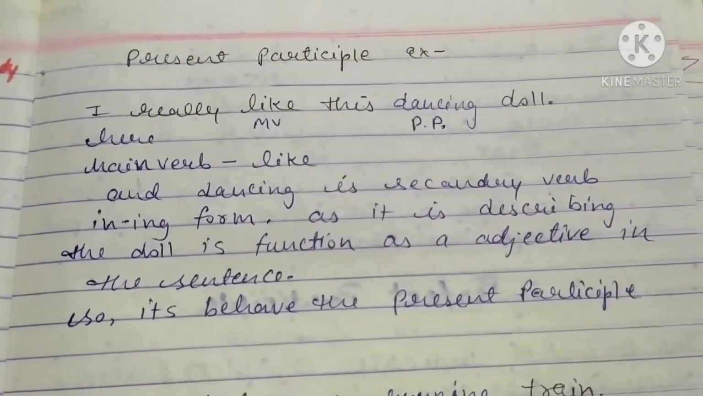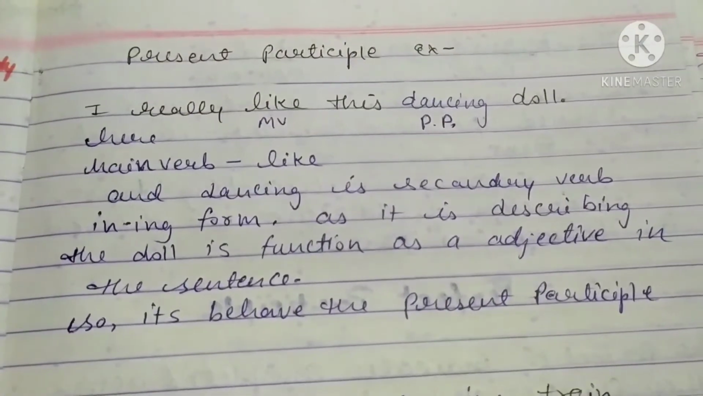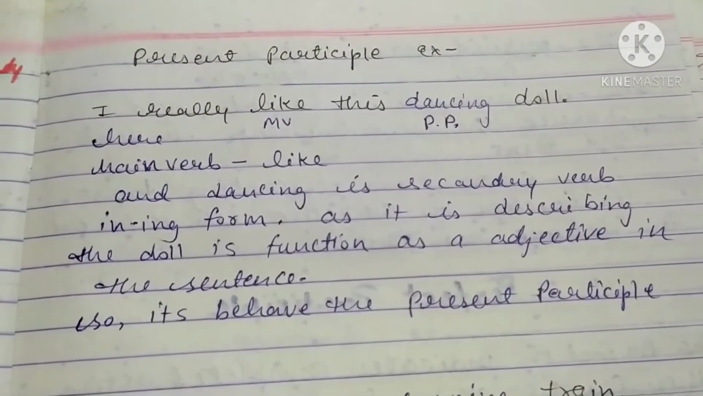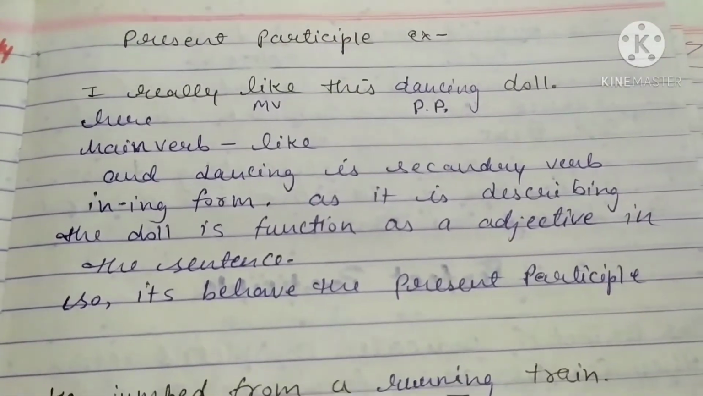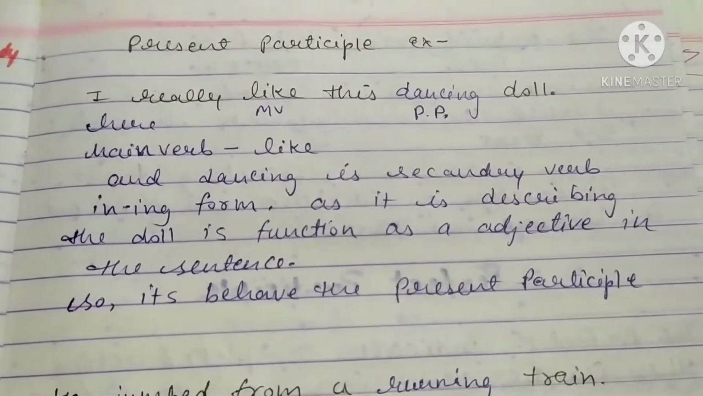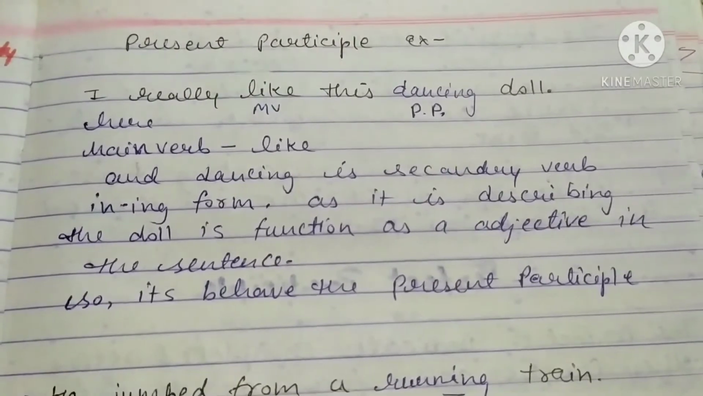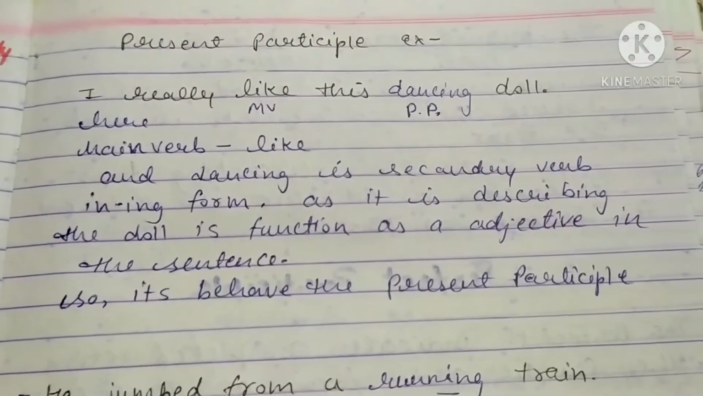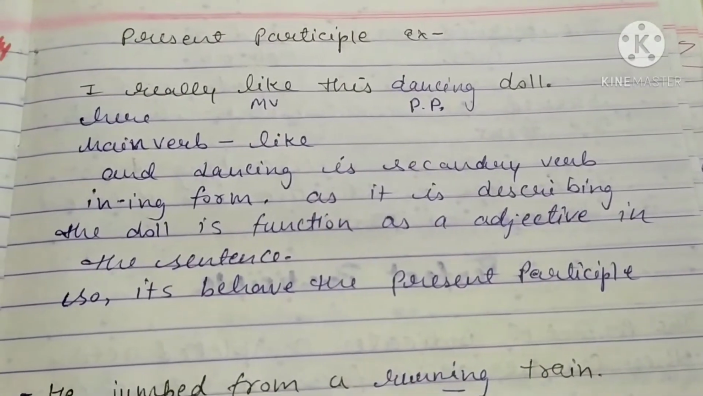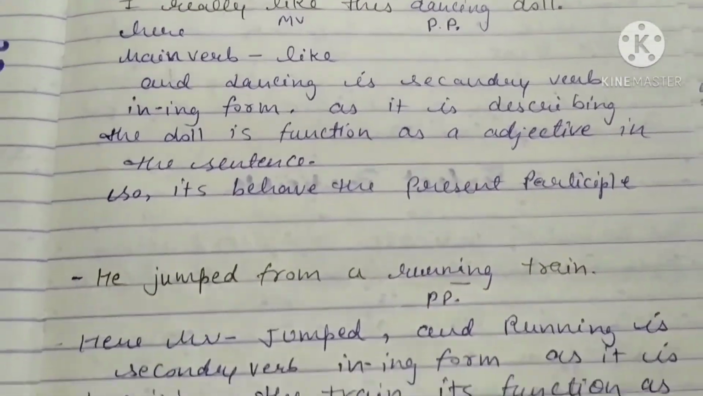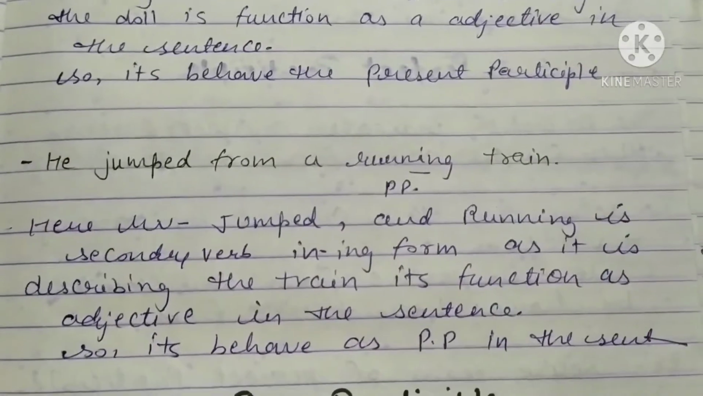Present participle example you can see here: I really like this dancing doll. Here the main verb is like, and dancing is a secondary verb in ing form. As it is describing the doll, it functions as an adjective in the sentence, so it behaves as the present participle.